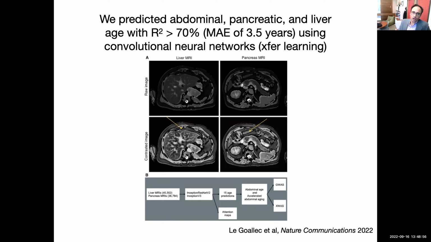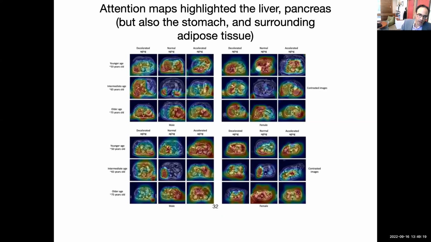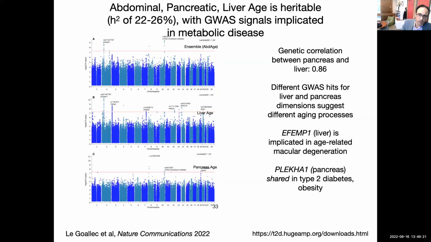He asked the question, could you predict age? And lo and behold, he could. He had a mean absolute error of about 3.5 years. And so with that age prediction, he asked the question, okay, can I figure out who's accelerated and who's decelerated based on the deep learning predictor? And then for those who are, you could ask the question, what exposures or genetic factors are correlated with accelerated or decelerated age? And so that's what we did.